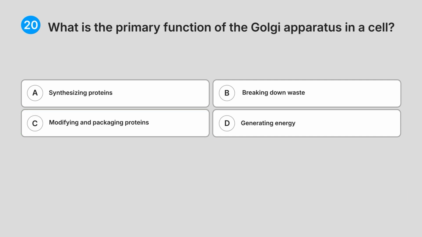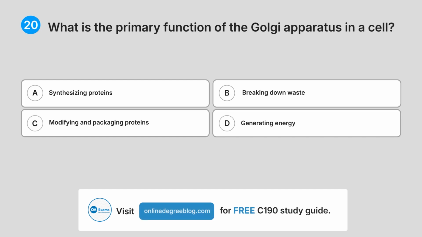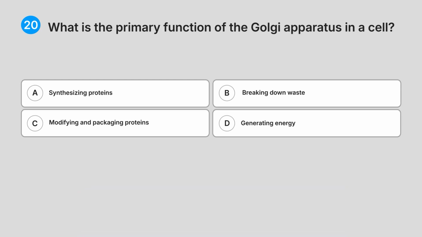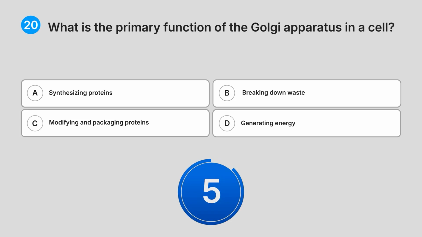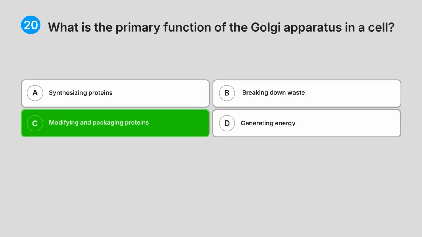20. What is the primary function of the Golgi apparatus in a cell? A. Synthesizing proteins. B. Breaking down waste. C. Modifying and packaging proteins. D. Generating energy. Do you know the answer? Correct answer. C. Modifying and packaging proteins.